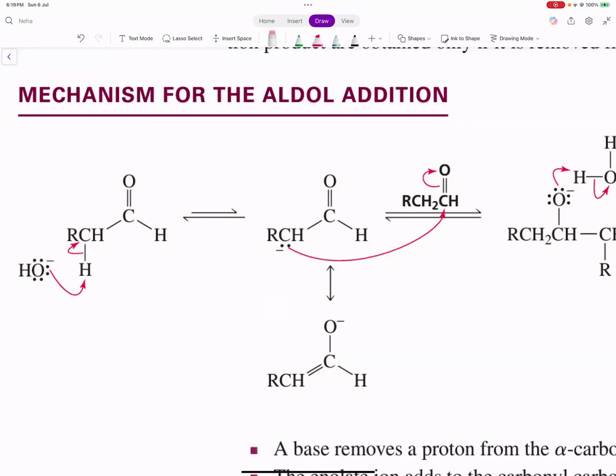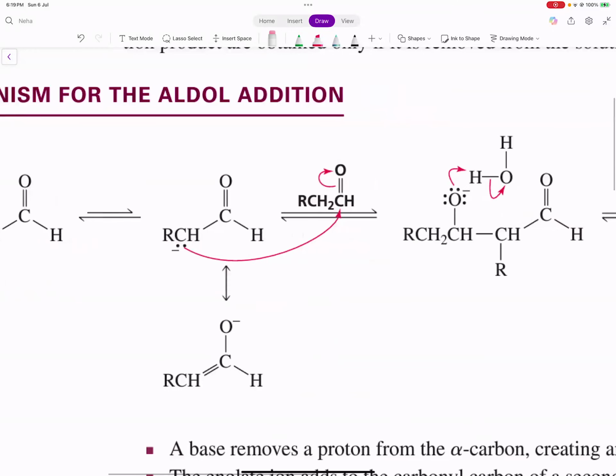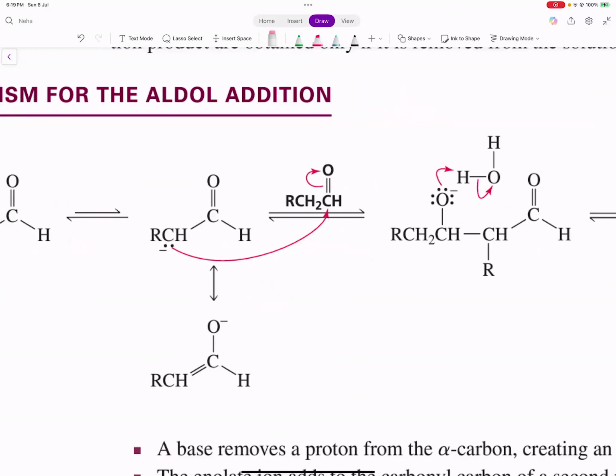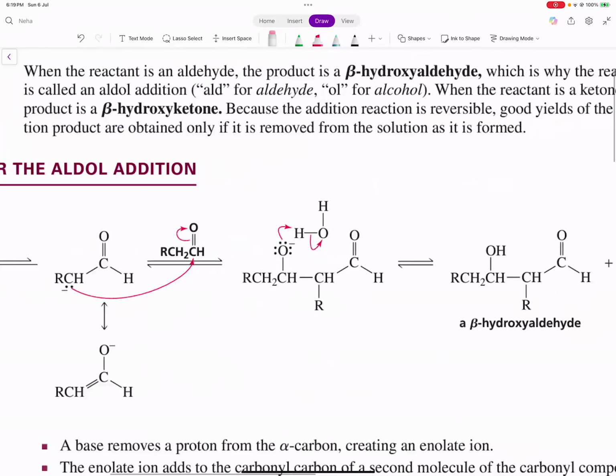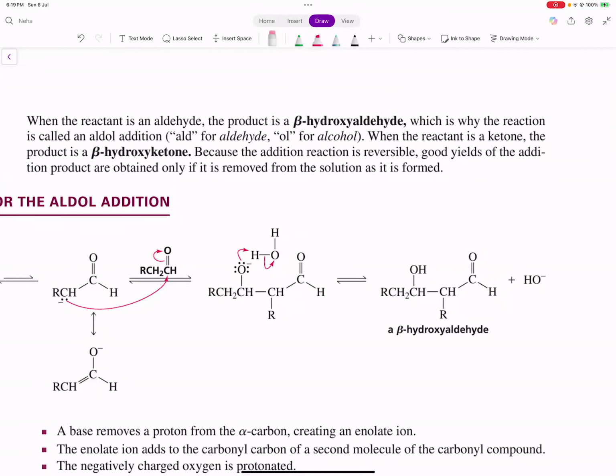Same thing, first the step of the base abstracting the alpha hydrogen, and then it is becoming a nucleophile, a carbanion, right? Now this carbanion is a nucleophile. So what it does, it adds to the second molecule. Got it? Nucleophilic addition. See? And we get this big molecule, a beta hydroxyaldehyde. Got it? Simple nucleophilic addition.